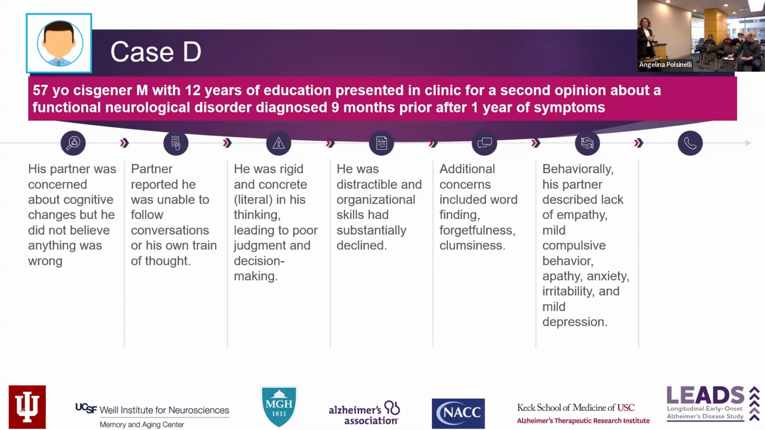Behaviorally, his partner described some problems with empathy, a little bit of compulsive behavior, anxiety, apathy, these sort of neuropsychiatric symptoms, but it wasn't an overly prominent part of his profile. And these cognitive problems have resulted in job loss for him. So again, he was diagnosed with a functional neurological disorder.